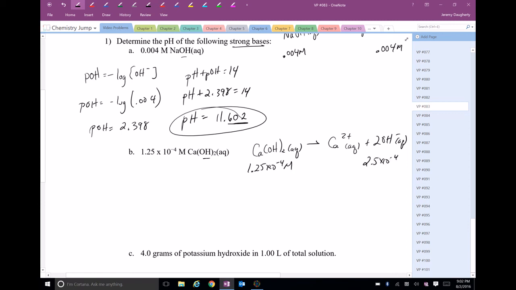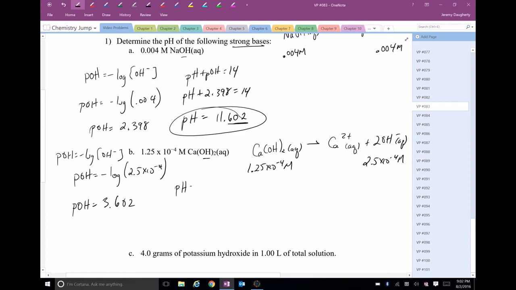So when I calculate the pOH here, first I'm going to use that hydroxide concentration. That's negative log of 2.5 times 10 to the negative fourth. Let me write the equation too. pOH is equal to negative log of hydroxide. So let's take the negative log of that value. And I get a pOH equal to 3.602.